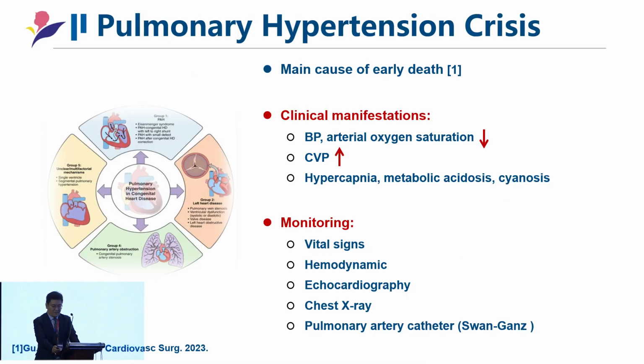Pulmonary hypertension crisis is the main cause of the early deaths. The clinical manifestations include a decrease in blood pressure and arterial oxygen saturation, and an increase in CVP, followed by hyperkalemia, acidosis, and ketosis. Comprehensive monitoring should include vital signs, hemodynamic parameters, echocardiography, X-ray, and cardiac arterial catheter.